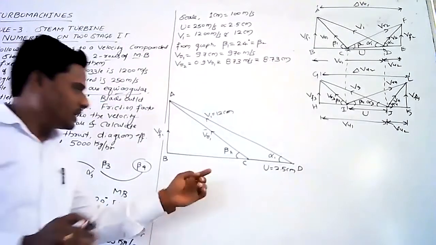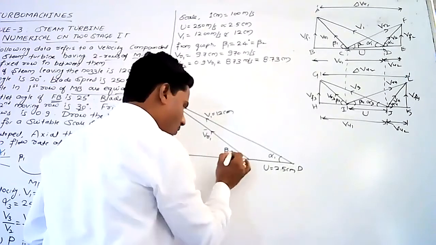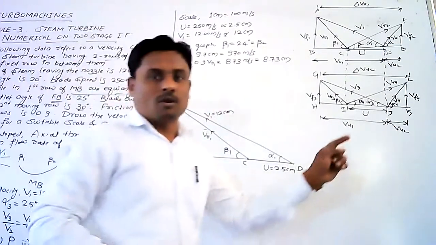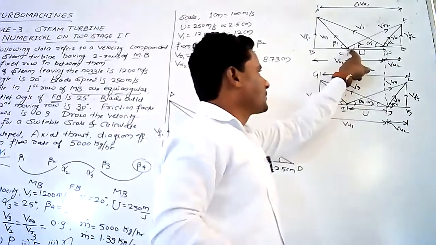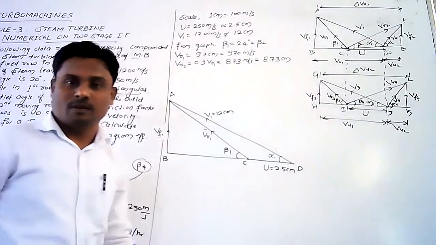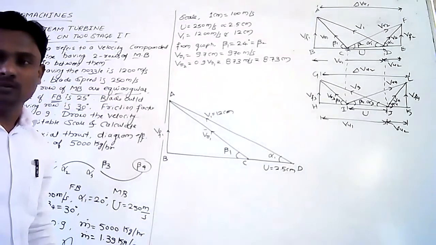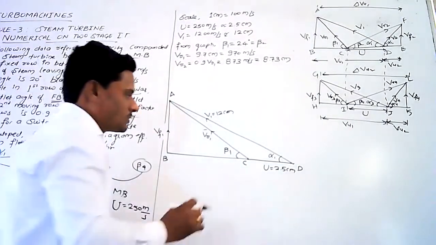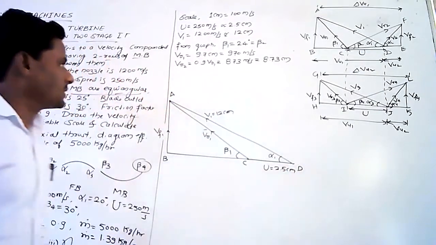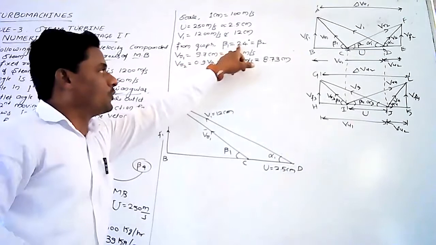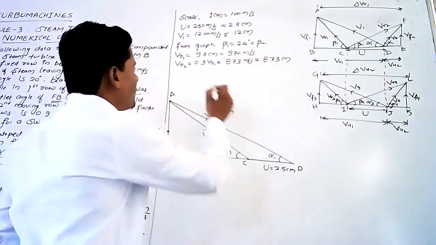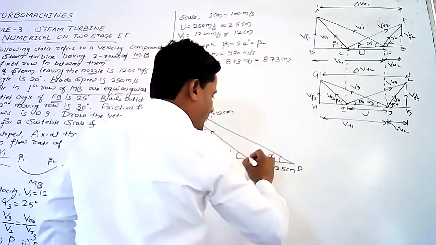Now we got beta 2 as well as VR2. From point C at an angle beta 2, VR2 is emerging. So keep the protractor on point C and measure the angle in counterclockwise direction. That is 24 degrees. Take beta 2 equals 24 degrees and VR2 equals 8.73.